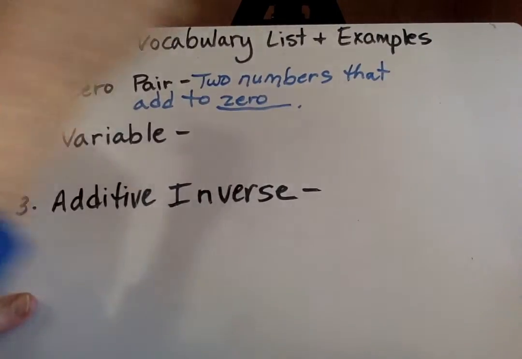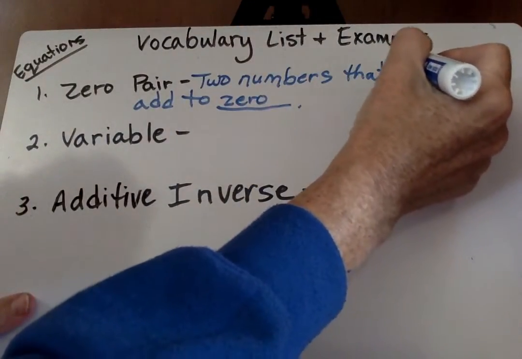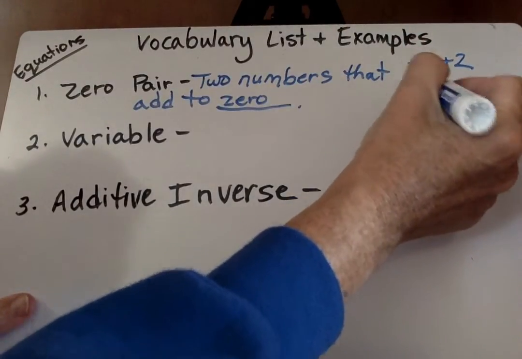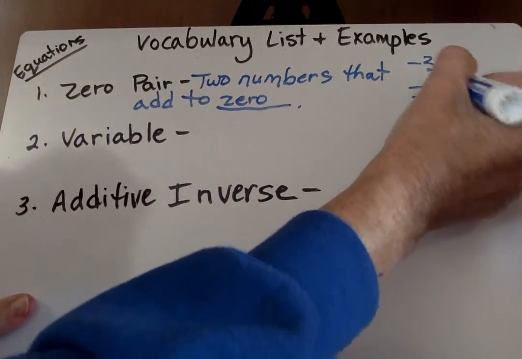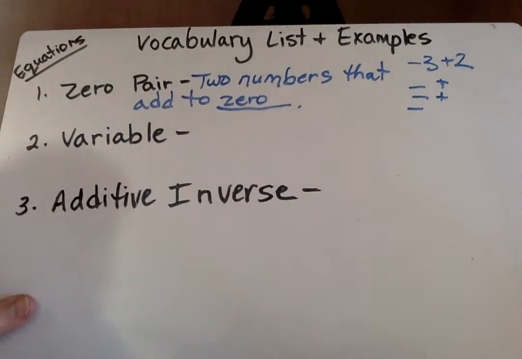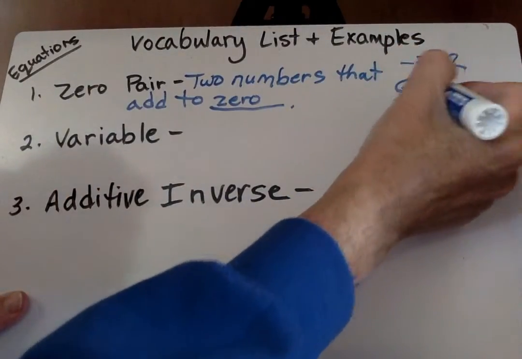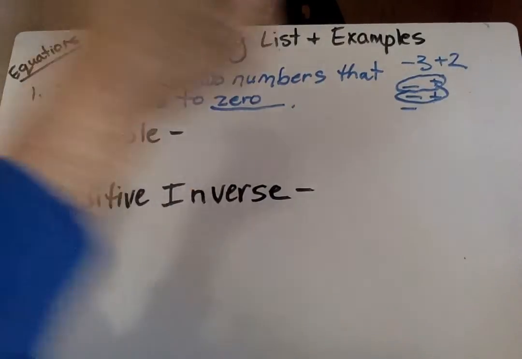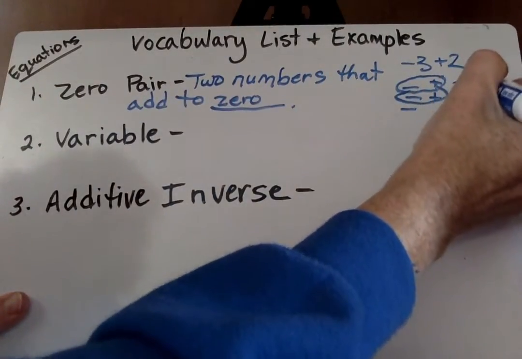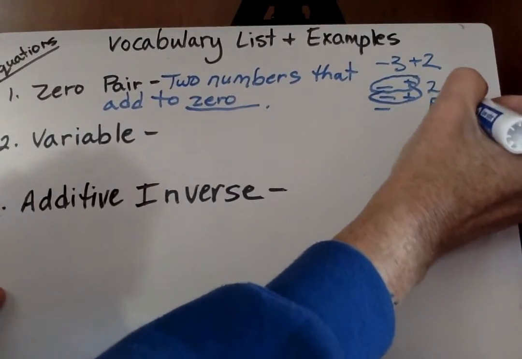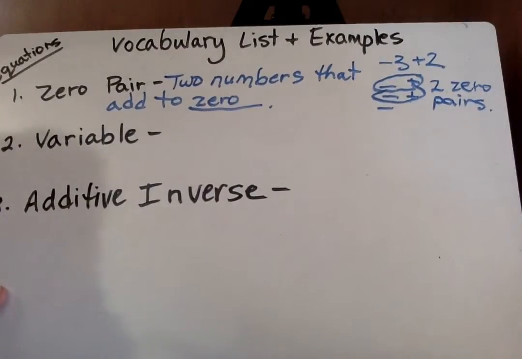So for some examples over here, I would put, like if you have -3 plus 2 as an example, you could go negative, negative, negative, plus, plus. So how many zero pairs does that have? Here's one zero pair. Here's another zero pair. So those are two zero pairs. Okay, so I need you to write some examples in for zero pairs. So a zero pair is 1 plus and 1 minus.